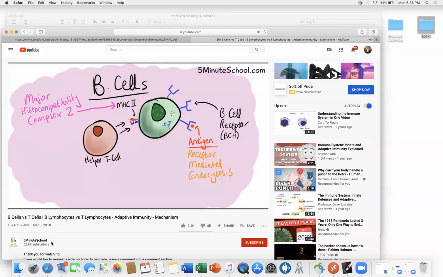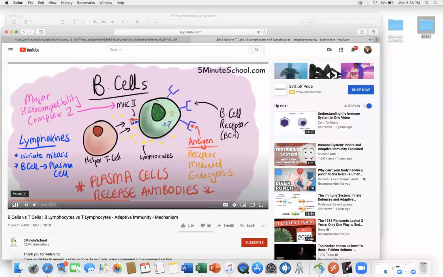And once it's bound, it releases lymphokines. Lymphokines are important because they cause this B cell with these specific B cell receptors to clone itself via the process of mitosis, so that we have more of these B cells with the same receptors. And it causes the B cells to differentiate into plasma cells. And the main function of plasma cells is to release antibodies.